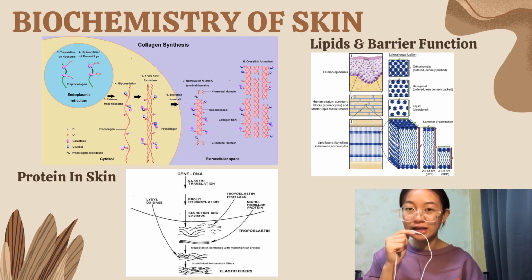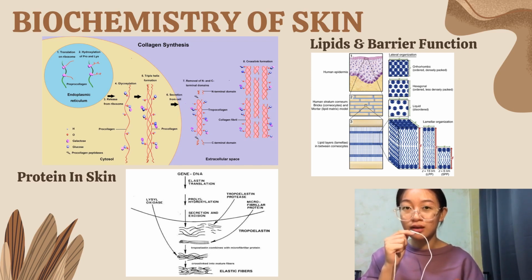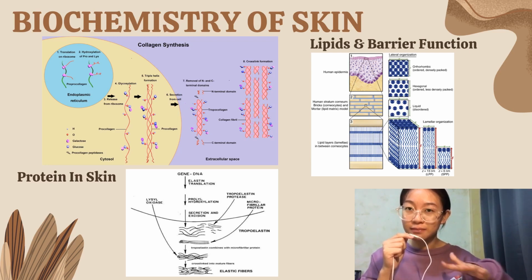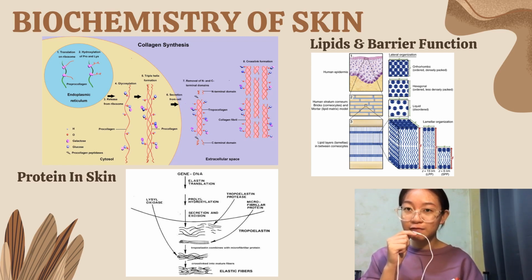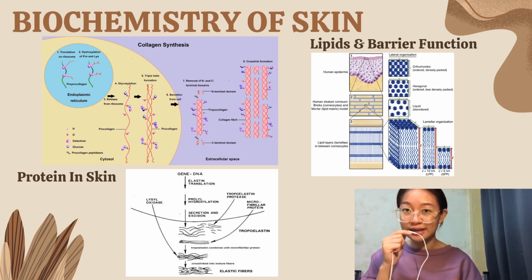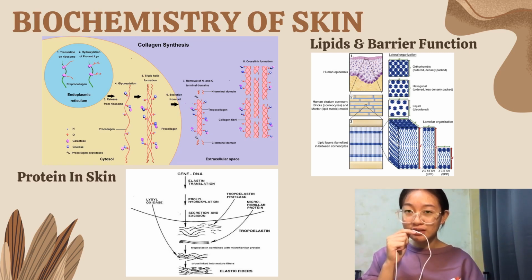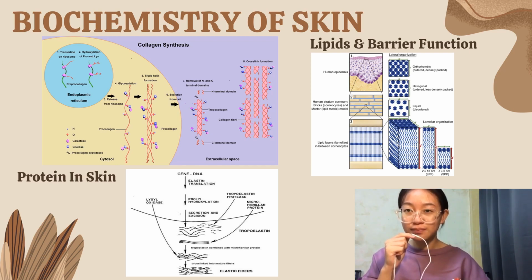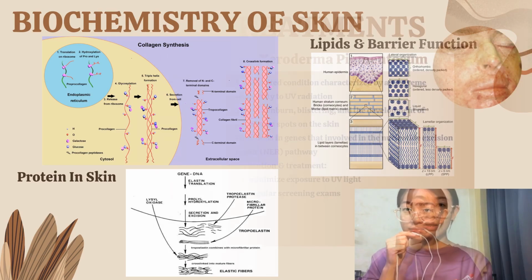So the second one about the biochemistry of skin is the lipid and barrier function. So for example, the cholesterol, fatty acids, and ceramides. The lipids create a water-repelling barrier which will prevent the excessive water loss from the body. And the lipid also has selective permeability, which enables the cells to regulate the concentration of ions, nutrients, and other molecules inside the cell, which then will ensure an optimal internal environment.